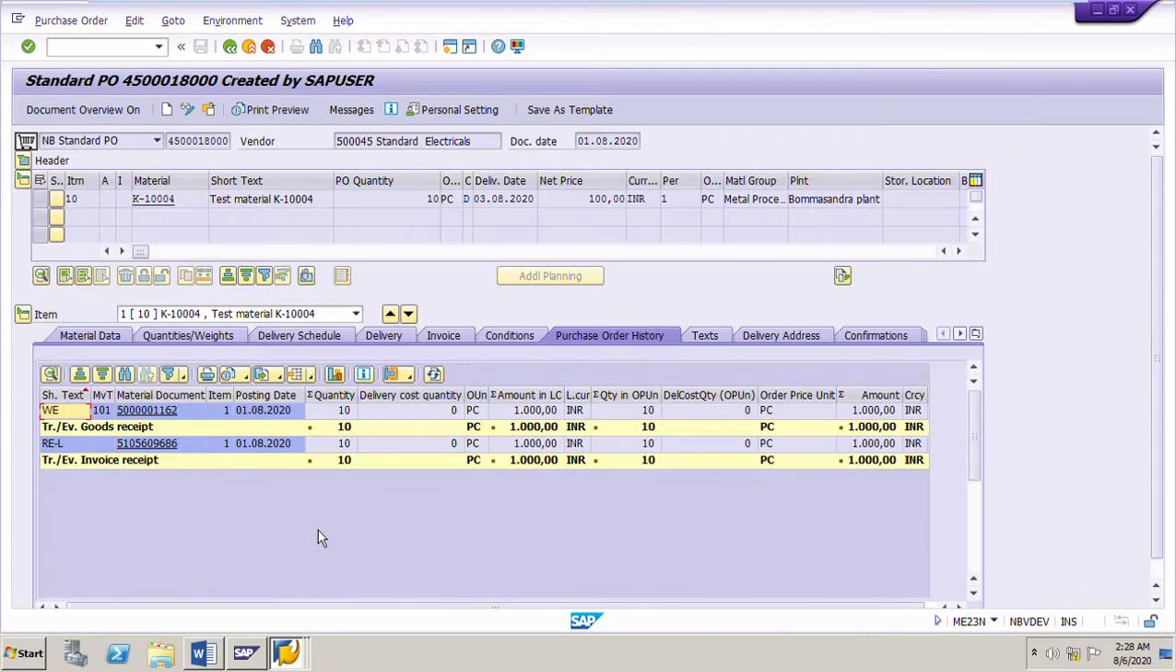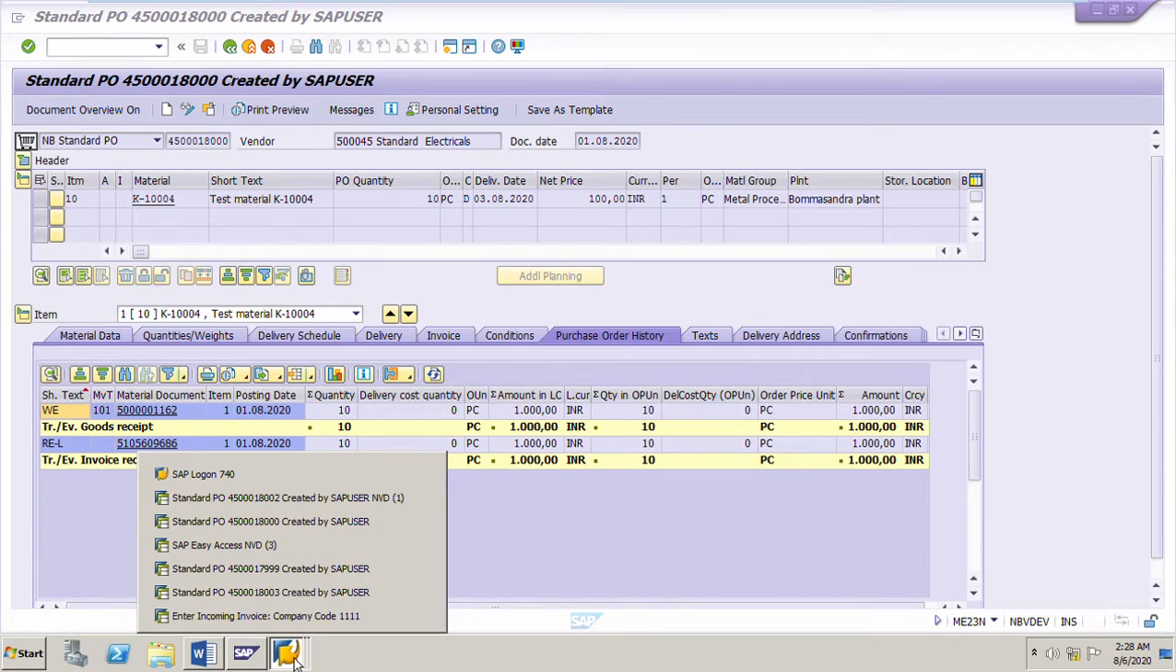Here there is a PO. If you see this PO, GR is already done. The PO is for 10 pieces. GR is done for the 10 pieces and invoice is already posted for the 10 pieces. So this PO is complete. Now, for example, if I try to post a subsequent debit for this PO, the system suggests only the total quantity but not the price.